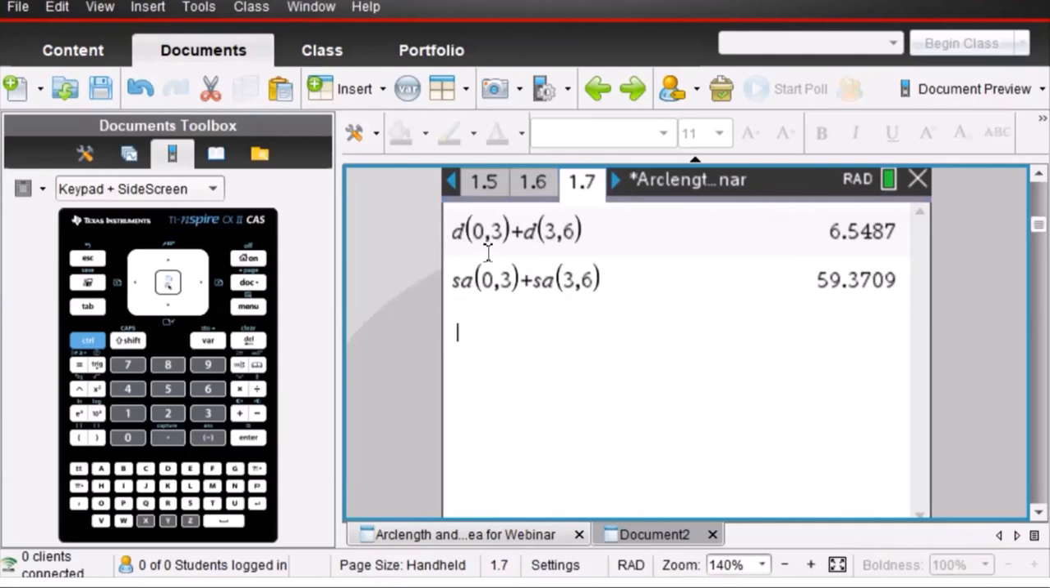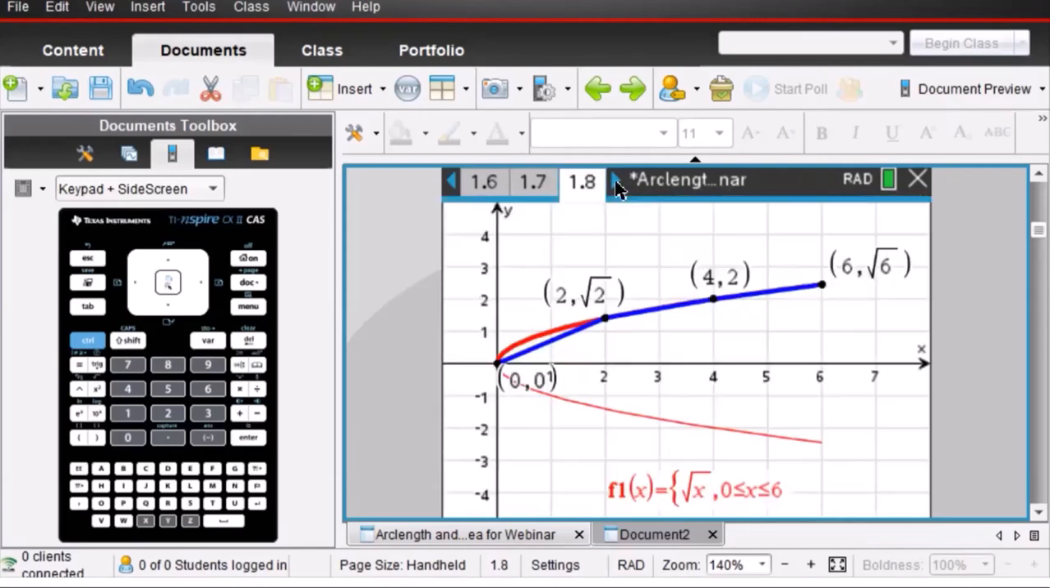So this time, what I have to do is work out d of 0, 3 plus d of 3, 6, and SA of 0, 3 plus SA 3 to 6. So it looks like obviously these answers are getting bigger and bigger. So that's with 2 sub-intervals. Let's try it with 3 sub-intervals.